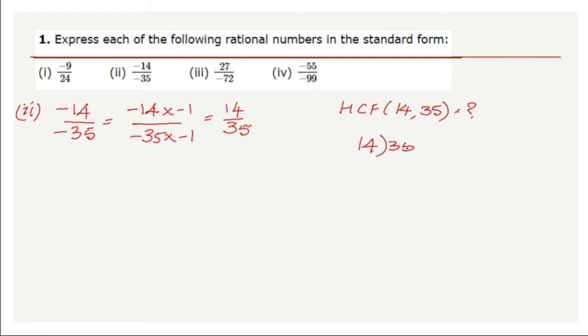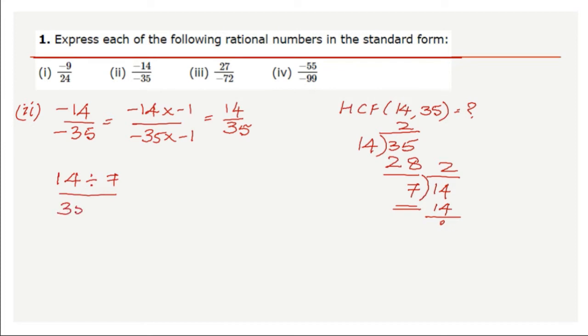14 divides 35 2 times, it becomes 28. Now on subtracting, I'll get 7 as a remainder. Now 7 divides 14, 2 times is 14, leaving the remainder 0. Hence the highest common factor is 7. Now by dividing both numerator and denominator by 7, we'll be getting 2 upon 5. So 2 upon 5 is the standard form of 14 upon 35 or minus 14 upon minus 35.